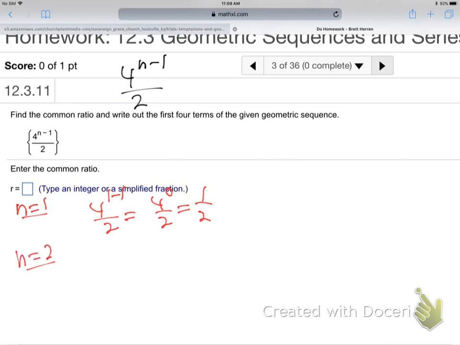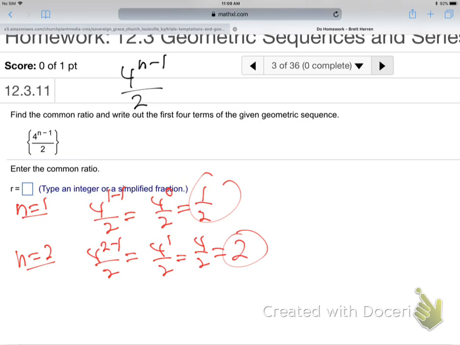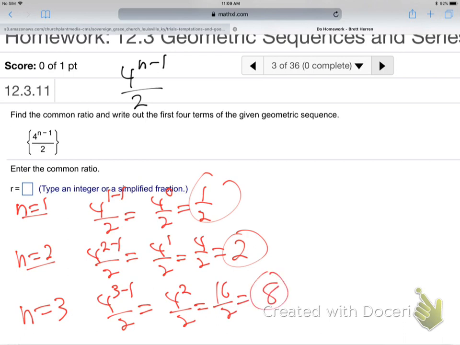All right, plug in 2. And we get 4 to the 1 over 2, 4/2, 2. So first term's a half, second term's... I can write that as 2 over 1 though, right? Yeah, sure. And then n equals 3. 4 to the 3 minus 1 over 2. 4 squared over 2, 16 over 2, 8. Good so far? Then you could do the fourth one. I'm going to stop there and find the ratio.